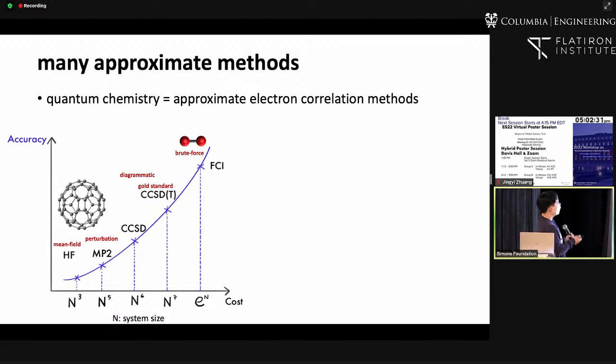The flip side of this plot is that the system size you can handle is ultimately limited by the cost you have to pay for. So if you want to do Hartree-Fock or MP2, you can study medium-sized molecules like C60. But if you insist on the exact accuracy here, FCI, you will be limited to at most 2 heavy atoms, so diatomic molecules.